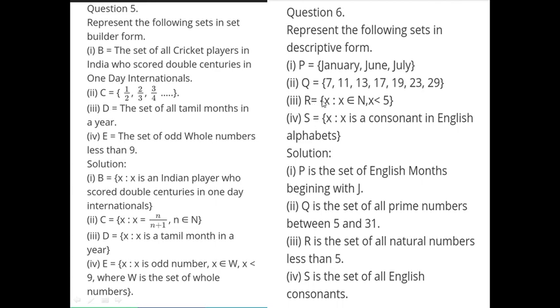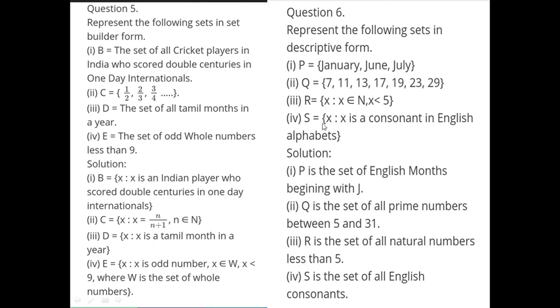Third, R equal to set of X such that X belongs to capital N, which is natural number. So it should start from 1, 2, 3, etc. And the other condition is X is less than 5. So how to write in the descriptive form? R is the set of all natural numbers less than 5.